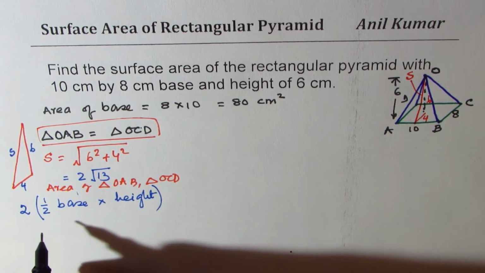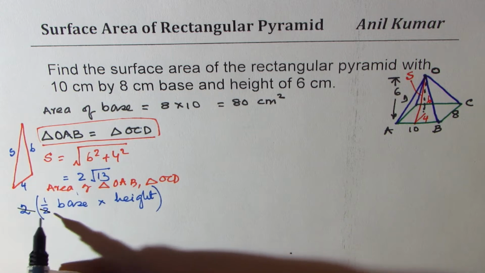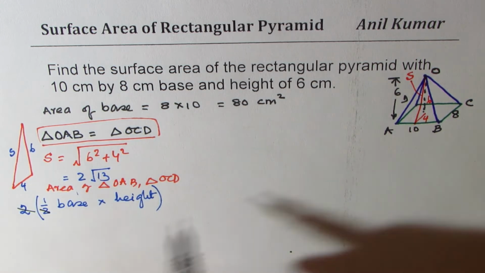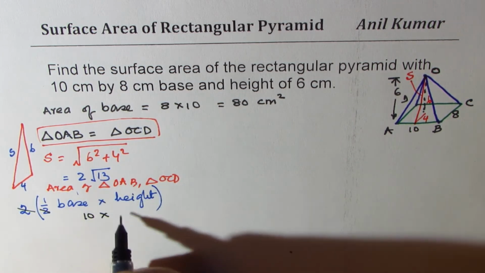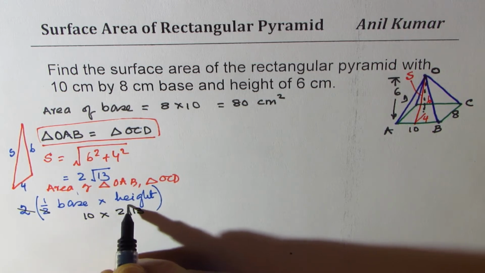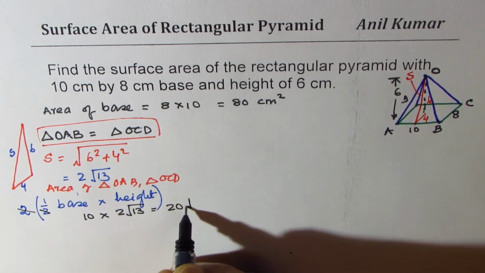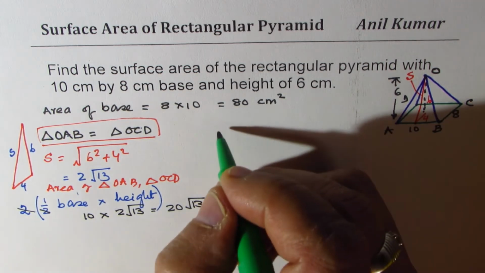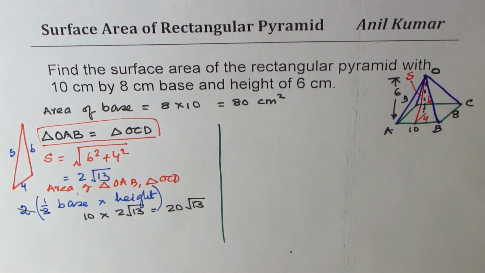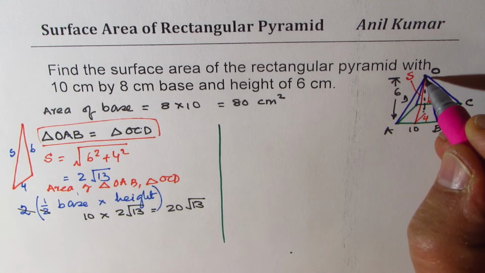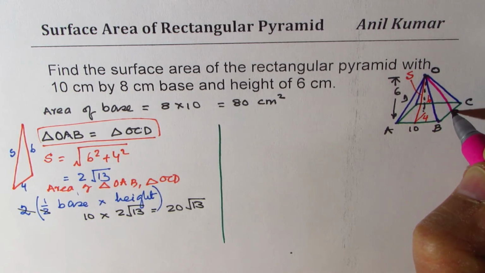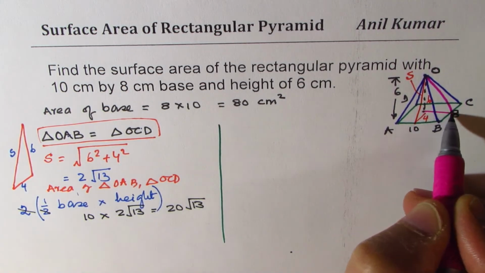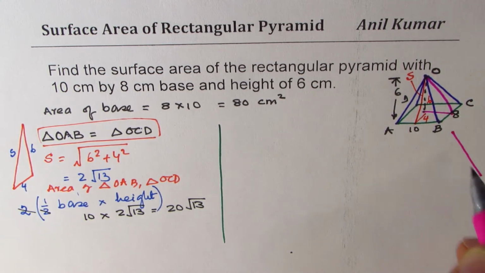So it is equal to, so 2 and 2 cancel, right? So base is 10 for us. So we get 10 times height is 2 square root 13. So we get 20 square root 13 as one of our areas. Right? We can round it later. Now let's find the area of the other two triangles. So the other two triangles slant height is kind of like this. Do you see that? And in this case, let me just sketch this once again clearly.